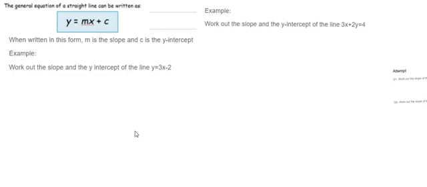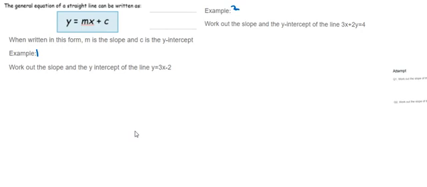So if we look at example 1 here, work out the slope and the y-intercept of the line y equals 3x minus 2. What's handy about the general equation y equals mx plus c is that when you've got an equation in that form, where you've got y on the left hand side and everything else on the right hand side, so something multiplied by x and then a number being added or subtracted, you can read off what the slope actually is. The number that's in front of the x, it could even be a fraction, is always the slope.